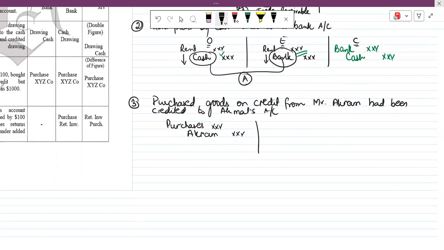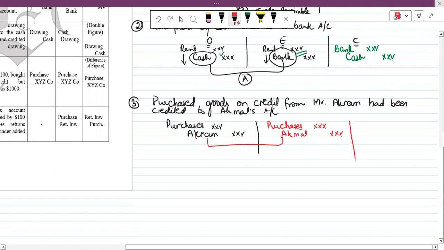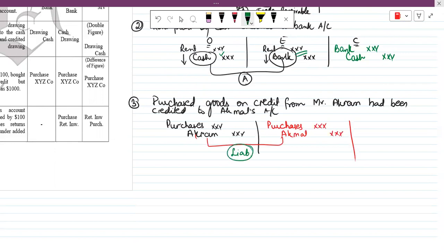But by error, what we did? By error, purchases was debited. It was right. Purchases was rightly recorded. However, instead of Akram, we credited Akmal's account. Now, purchases was rightly written. Akram and Akmal both are our liabilities. They are our trade payables. So the class is the same. Accounts are wrongly written here.